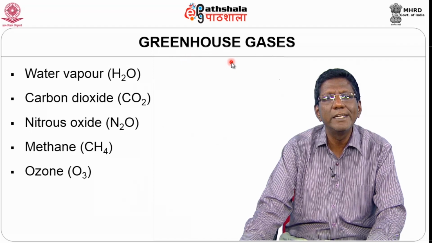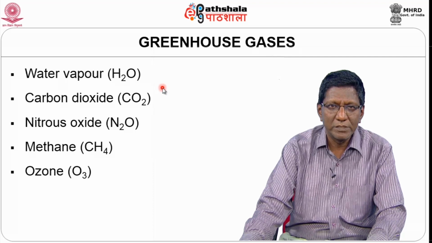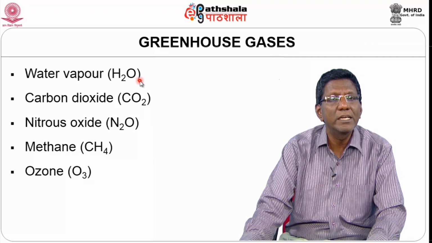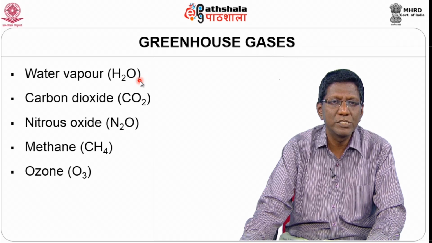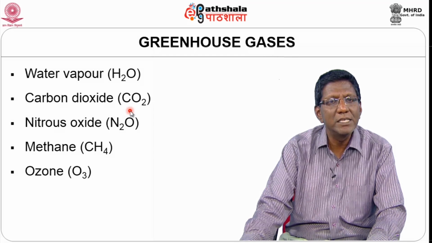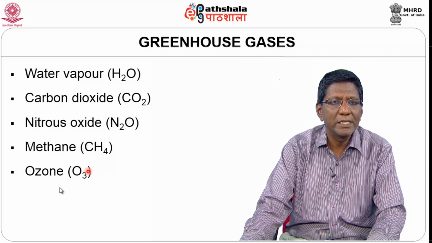Let's see what the greenhouse gases are. The major greenhouse gases are water vapor. So much so that we can feel the heat when it's very cloudy. When it's very cloudy, the sun's rays come into the atmosphere and reach the earth, and the clouds trap the heat and the heat is not sent out, so it's hot. Carbon dioxide is considered a major greenhouse gas. The others are nitrous oxide, methane, ozone.